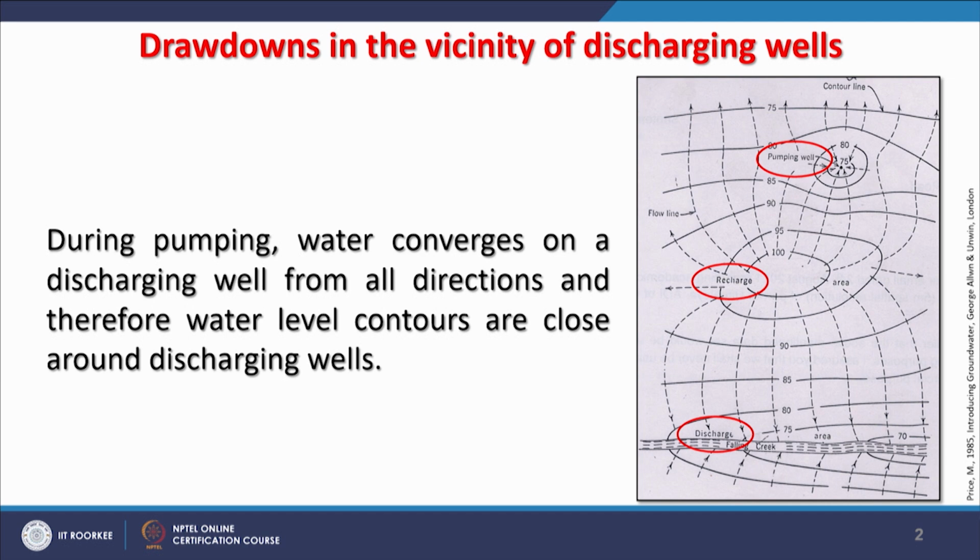If there are subsurface barriers like dikes or quartz reefs or faults or other things, or geology has suddenly changed in the vicinity of a groundwater well, then there might not be a possibility that the water will converge from all directions. Anyway, in this simple scenario we are considering that water will converge from all directions, and therefore these water level contours will become closer around the discharging wells, as we can also see here, which is the pumping well. Here the distance between these contours becomes very small as compared to the recharge wells where the contours are quite sparse.